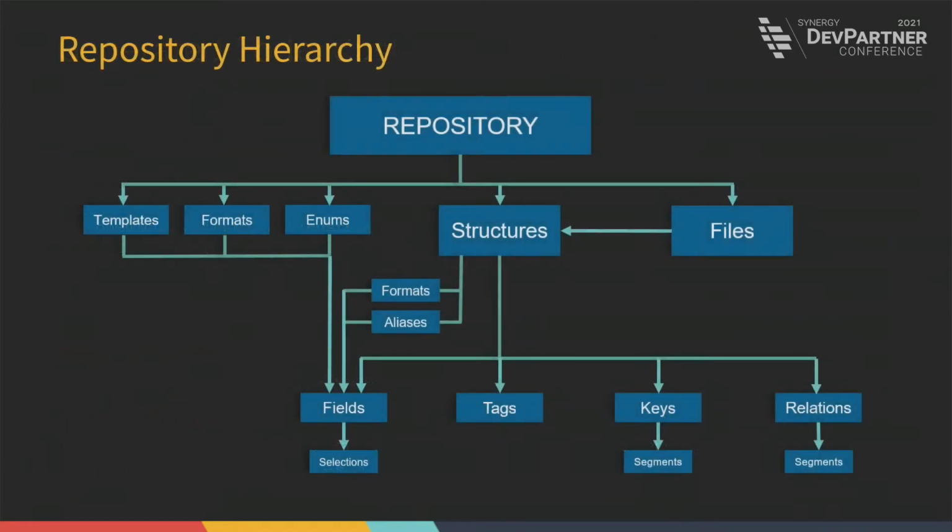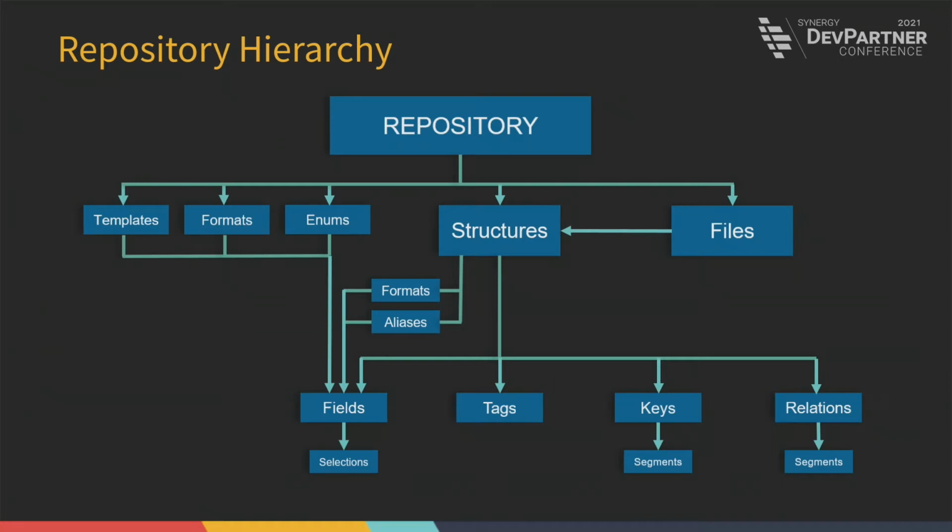Okay. Let's talk about the repository a little bit. When you look at the repository, it has various types of data. So on the main level in the repository, when you look at the modify menu, you have templates, formats, enums, structures, and files. Not in that particular order. I think it starts with structures and files. But those are the main things that you can define in a repository.